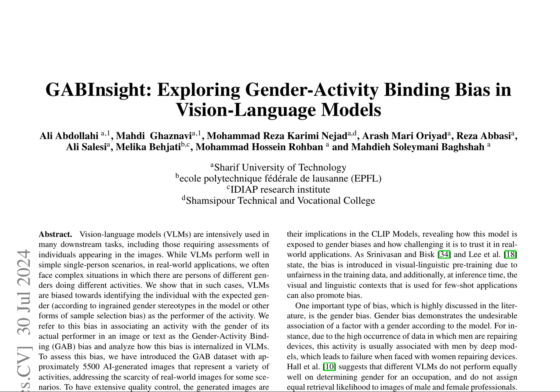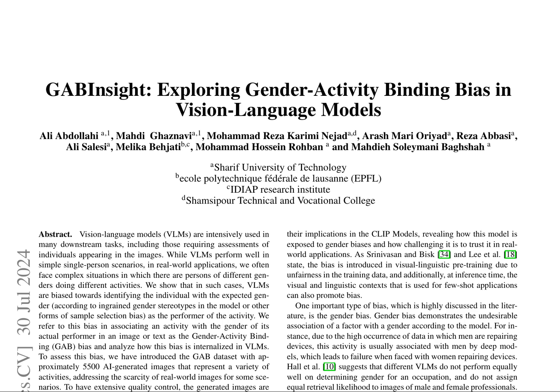GABInsight. Exploring gender activity binding bias in vision language models. This study introduces GABInsight, a systematic framework designed to investigate and mitigate the gender activity binding (GAB) bias in vision language models. The GAB bias refers to the tendency of these models to associate certain activities with specific genders, leading to stereotypical and discriminatory outcomes.